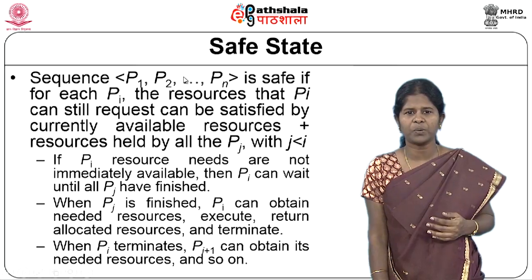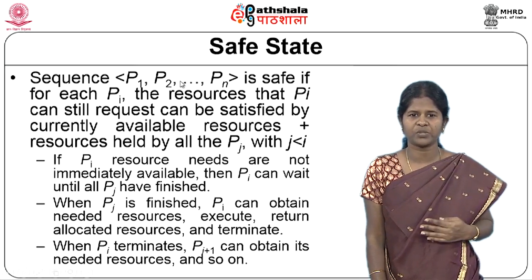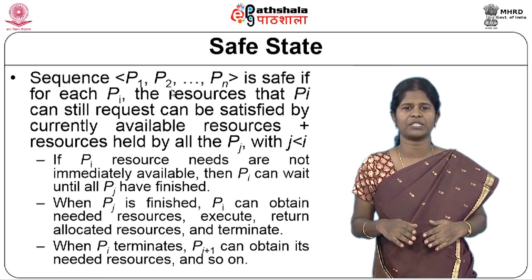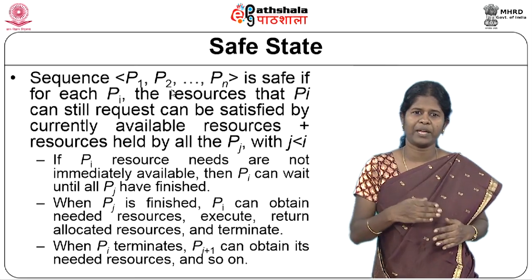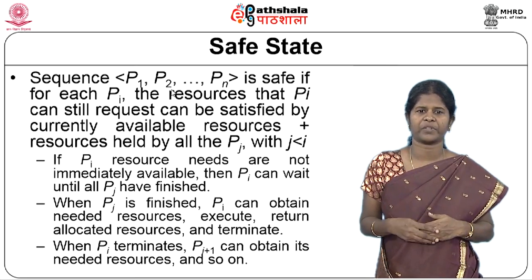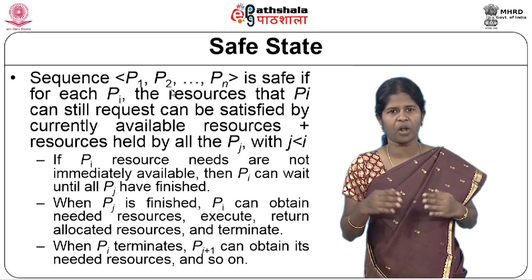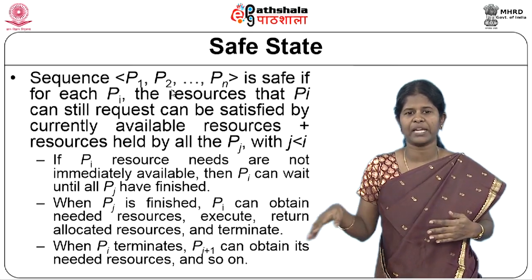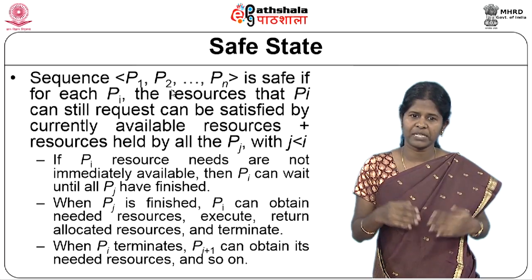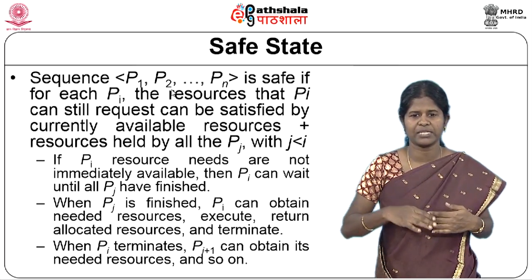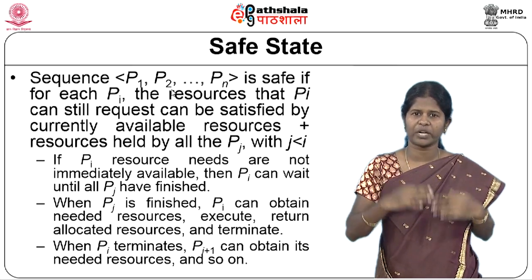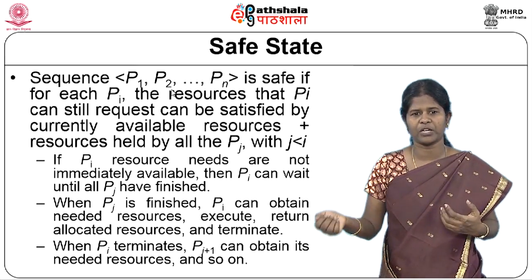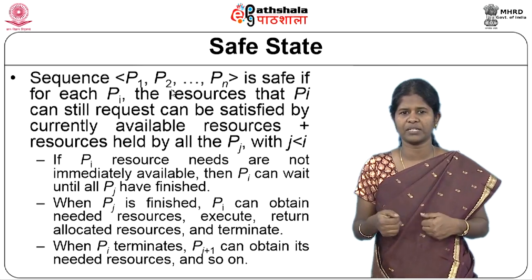Say P2 is making a request, then P2's request can be satisfied with the currently available, free resources, and with the resources that are held by P1, P3 etc. up to Pn. So, if Pi's resource needs are not immediately available, then Pi will have to wait until all other Pj have finished. And when Pj is finished, Pi will get the resources, execute, and then it will return the resources, including whatever it has got, and then it will terminate. So, when Pi is terminating, the next process can obtain the resources from this process and so on.